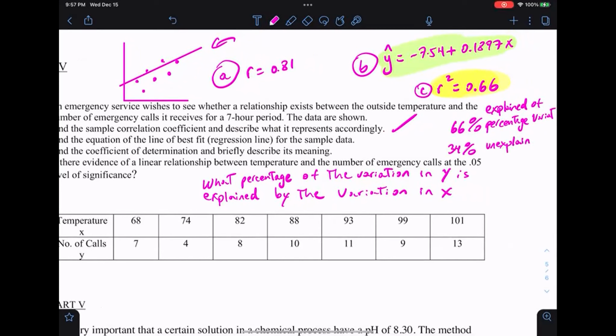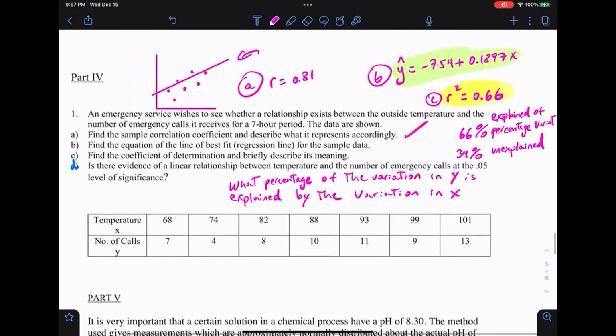So there's some percentage that is unexplained by this line. So there's something that the regression line cannot tell us about the variation, right? If I want to go deep into this, I can go very deep, but that's not the point. The point is to briefly describe what this means.